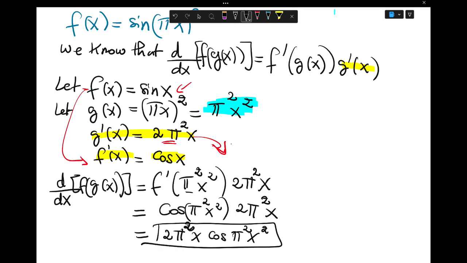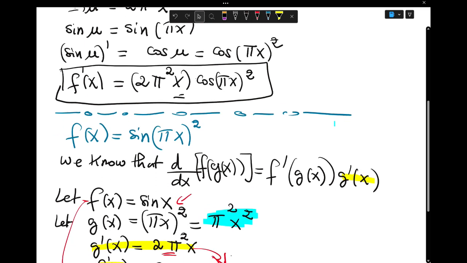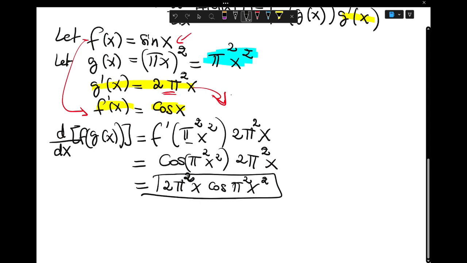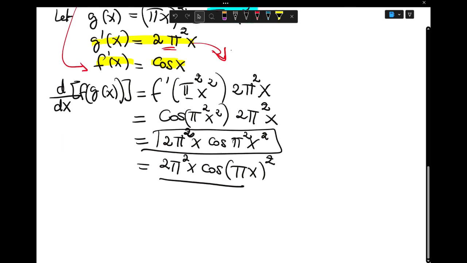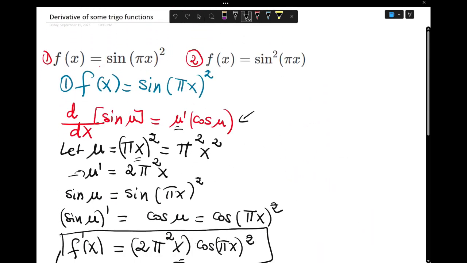So this result and this one are the same. So 2 pi square x cosine of that, same thing. These are the same as writing down 2 pi square x cos of pi x to the power of 2. So same. All right, so this is the first problem. The second one, like I said earlier, is this one right here, so we're going to go ahead and do that one.